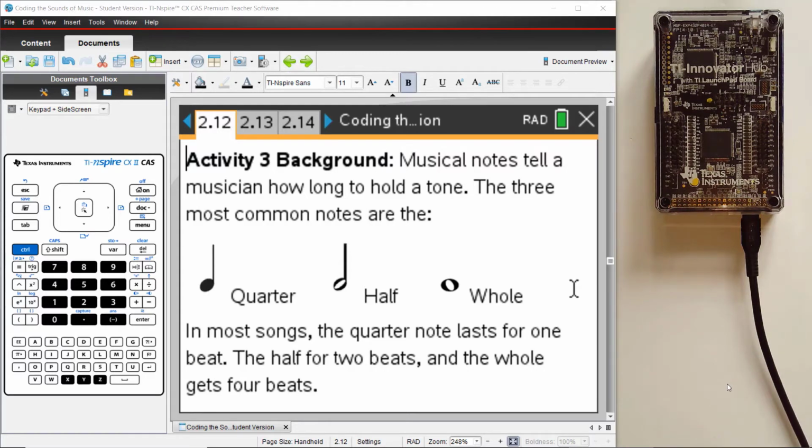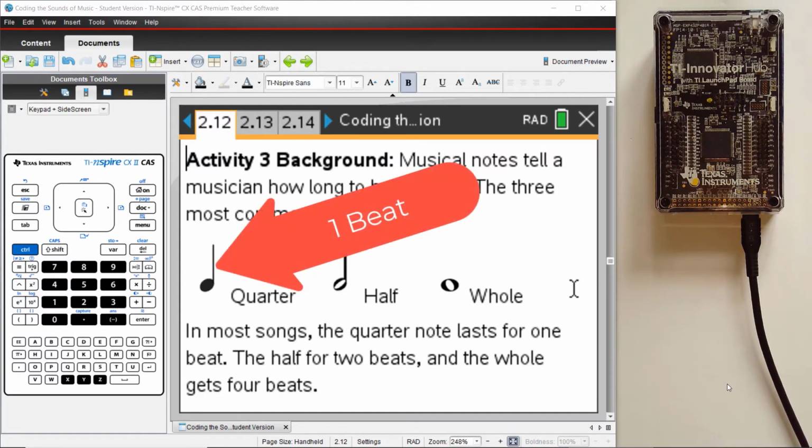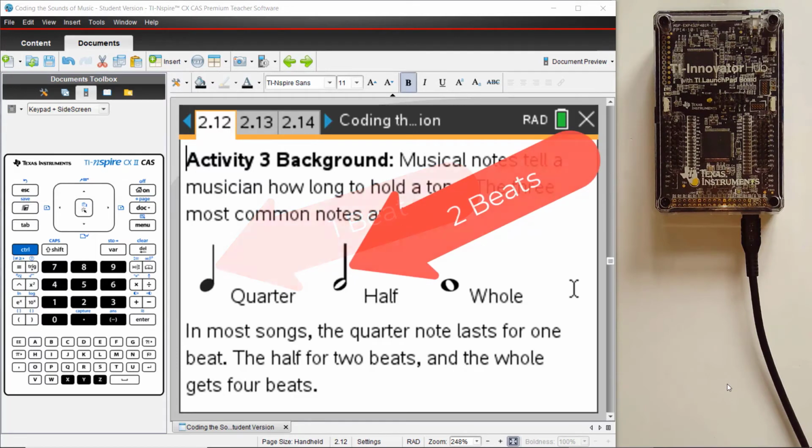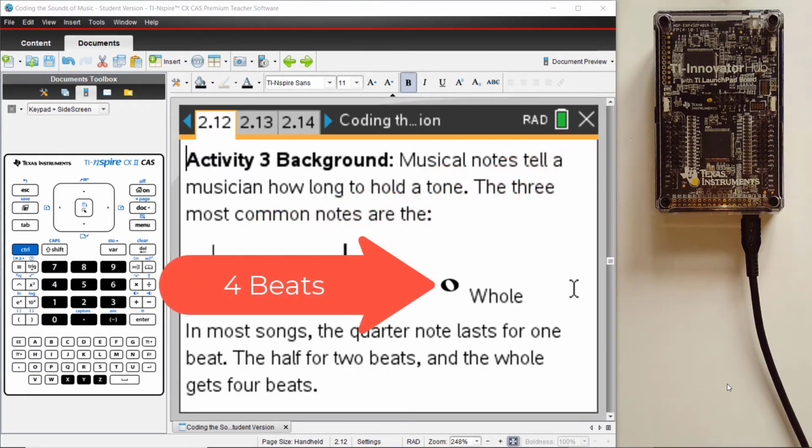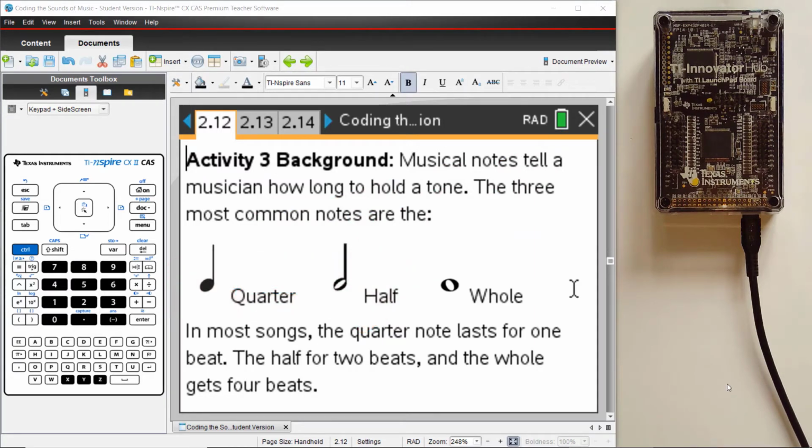The quarter note gets 1 beat of time, while the half note gets 2 beats, and the whole note gets 4 beats. So when a musician sees a quarter note, they know that it should just get 1 tap of the foot, while a half note would get 2 and a whole would get 4 taps. So a whole note would last longer than a quarter note by 4 times.